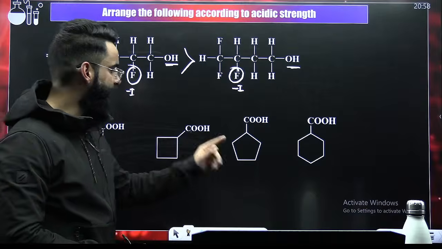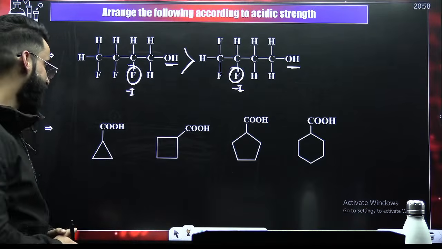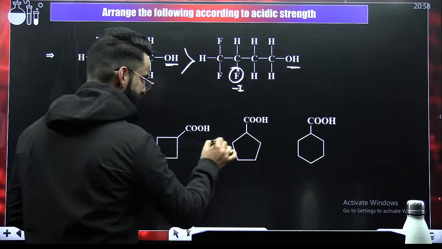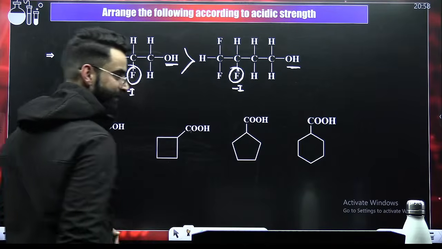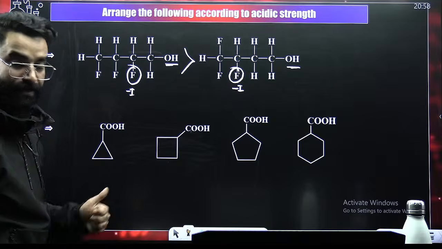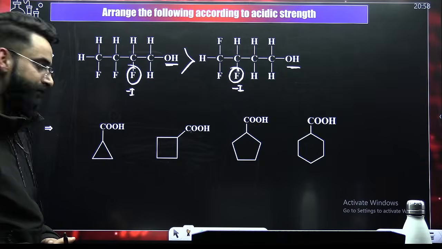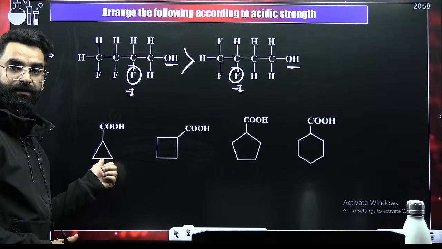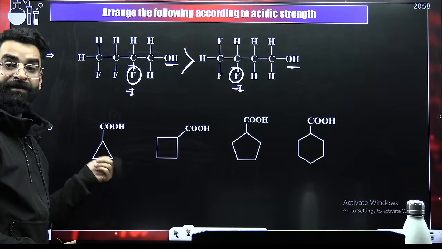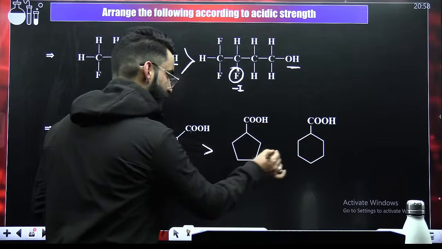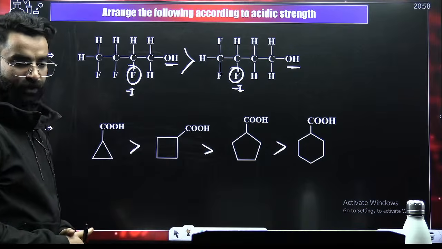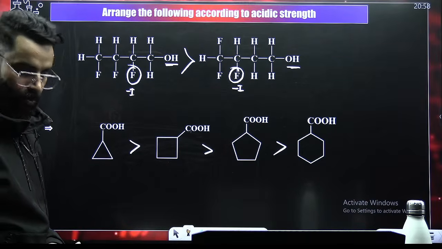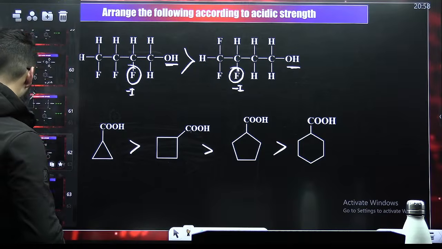Now among these four, which one will be more acidic? When you take hydrogen out as H positive, you will get a negative charge here, negative charge here, negative charge here. Then talk about the stability of the conjugate bases. See, more electronegative means more withdrawing. More withdrawing means more acidic strength. Few minutes back we have discussed. More withdrawing means more acidic strength.